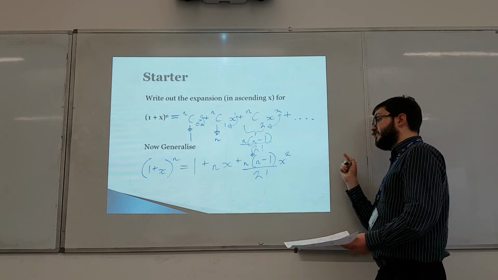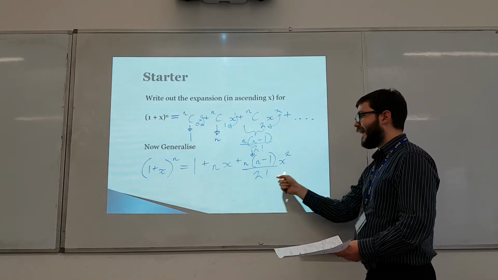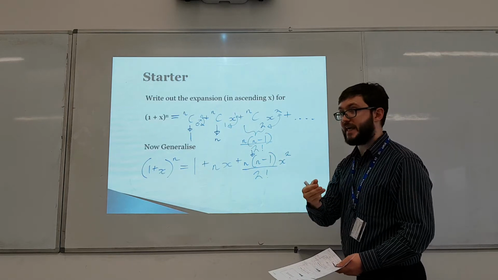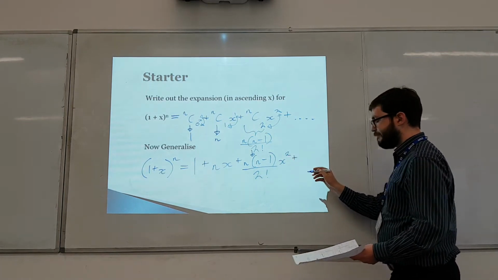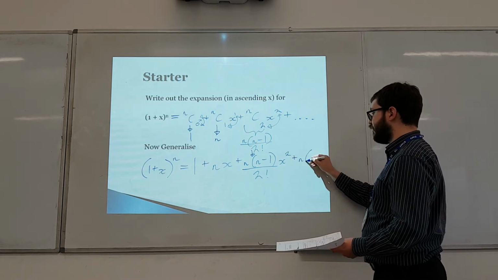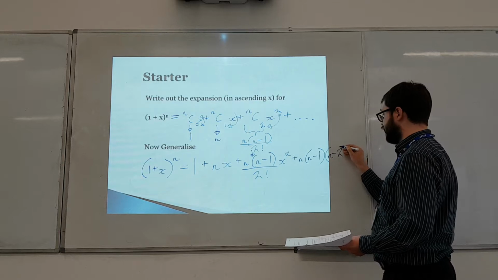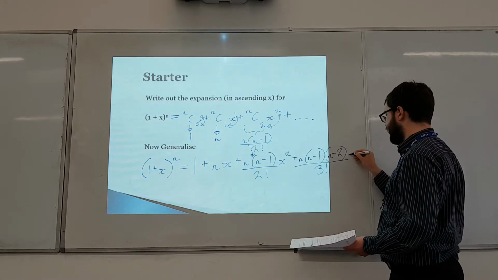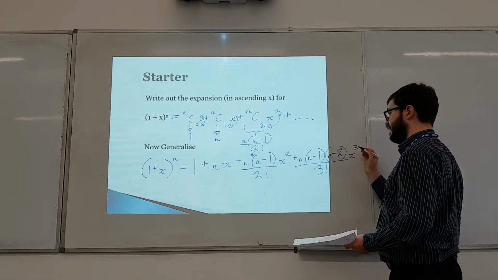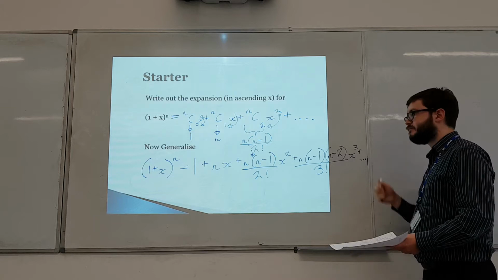Now, this pattern continues, okay? You can write out each combinatoric thing as its own fraction involving n and something factorial. So here's the next one, for example. The next coefficient will be n multiplied by n minus 1 multiplied by n minus 2 all over 3 factorial, and we are going to multiply that by x cubed because it's the x cubed term. And it goes on forever.